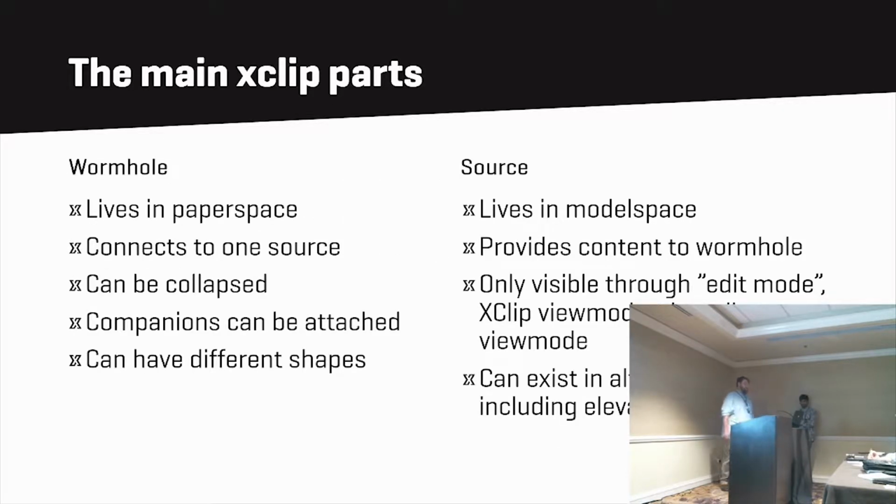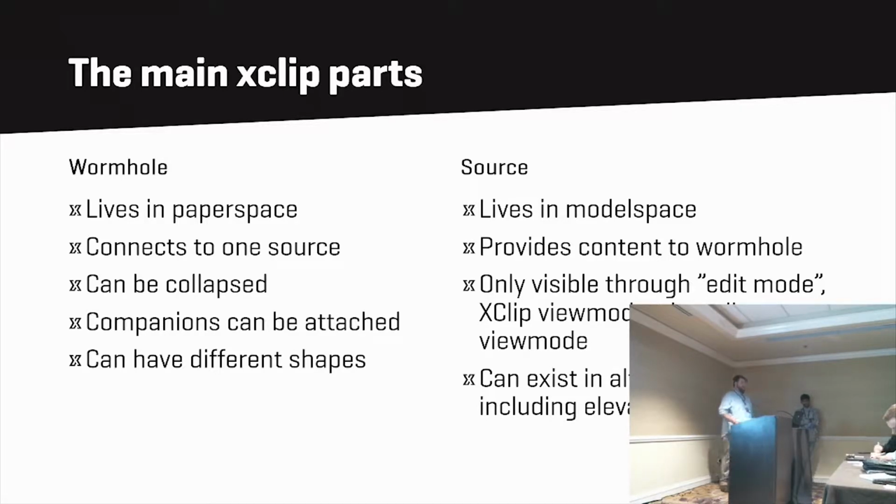We have two parts of an XClip viewport. We have the wormhole and the source. So they work together, and the wormhole is what you see in paper space, basically, and the source exists in model space, and it provides the content that the wormhole should show. So the wormhole connects to the source. Another thing about the wormhole is that it can be collapsed. That means that it's not connected to any source. And if it's collapsed, it's obviously not going to show anything from model space.